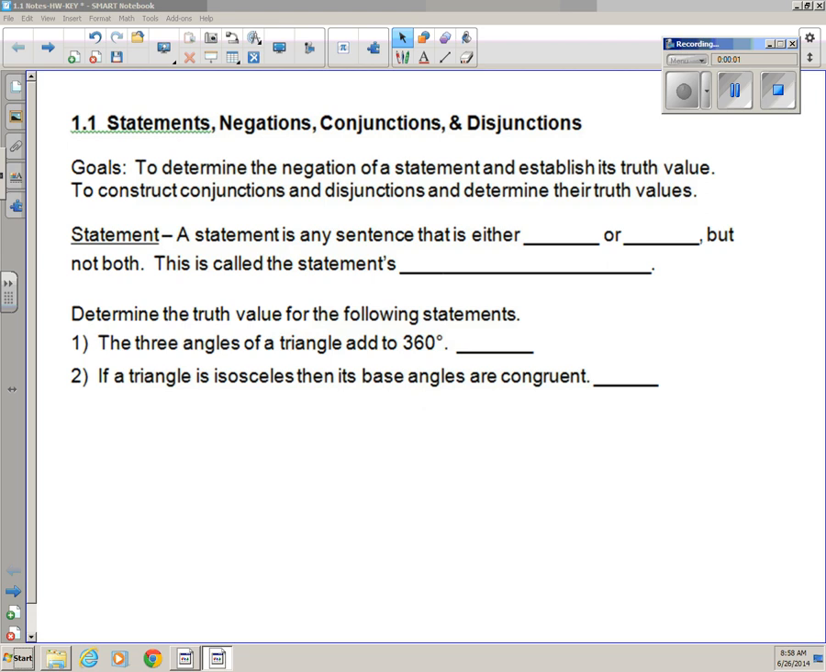All right, so here we go. So the first section is on statements, negations, conjunctions, and disjunctions. So a statement is any sentence that's either true or false, but it can't be both. True or false is basically called the statement's truth value.